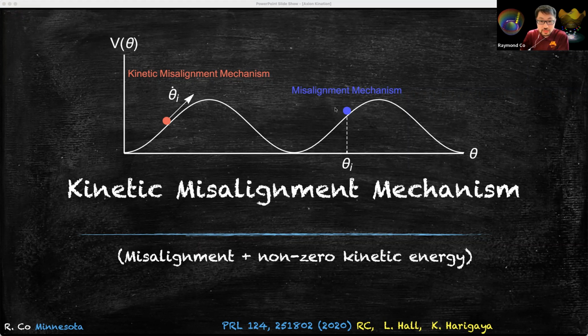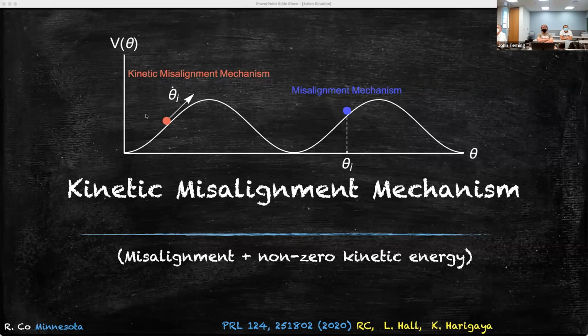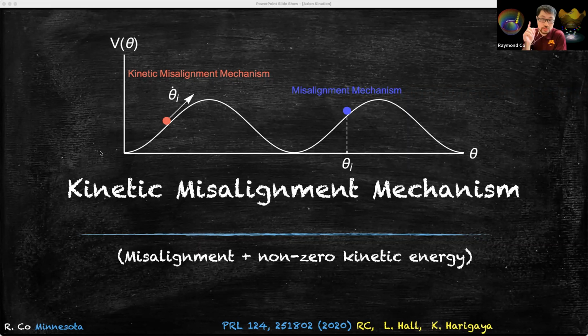Let me first say the conventional misalignment mechanism is such that there's a misalignment from the minimum of the potential, so that this axion field has non-zero potential energy. When Hubble drops below the mass of the axion, the Hubble friction becomes negligible and the axion starts to oscillate towards the minimum of the potential. In our case, because of the rotation, there is kinetic energy of the axion when you're at the minimum of the potential, that means you come with a very large kinetic energy, so large that you actually overcome all of the barriers in the cosine potential.